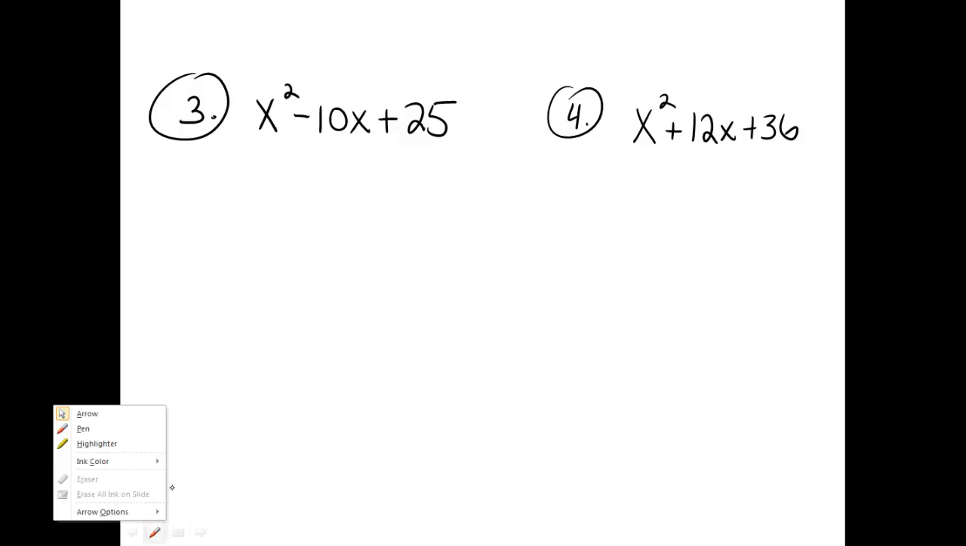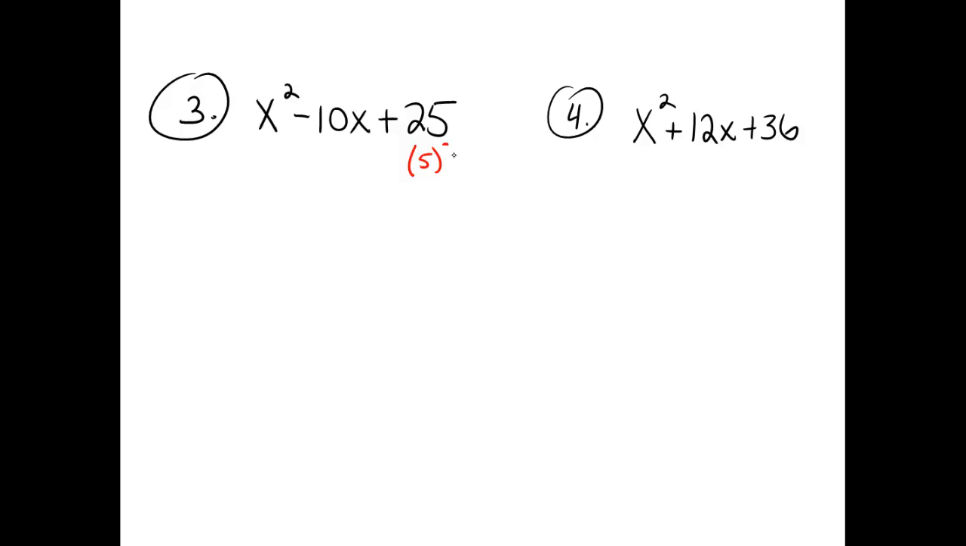Alright, so we have x squared minus 10x plus 25. What we should notice first is that 25 is a perfect square. So we know that 25 is 5 squared. So what we want to check and see if this is our formula, is this negative 2ab? And it is, because negative 2 times 5 is negative 10.